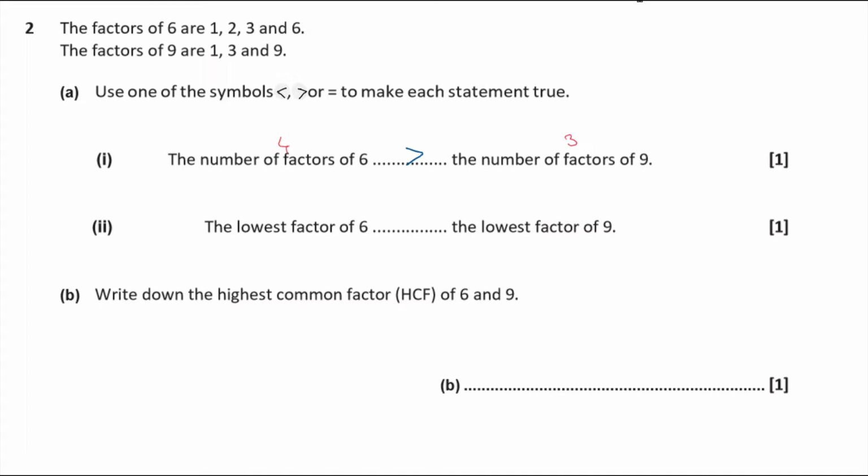And then the lowest factor of 6 and the lowest factor of 9, well, the lowest factor of 6 is 1 and the lowest factor of 9 is 1, so they're actually equal to each other, aren't they? So those two things are the same thing.